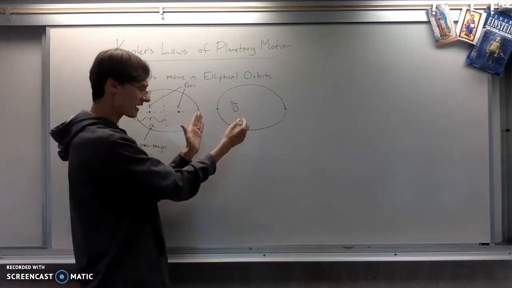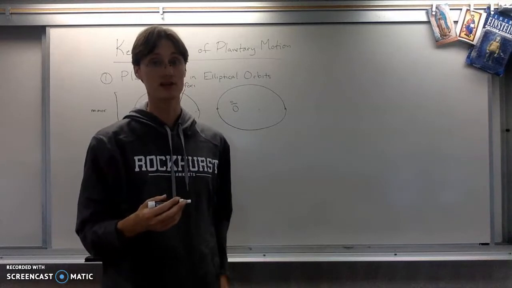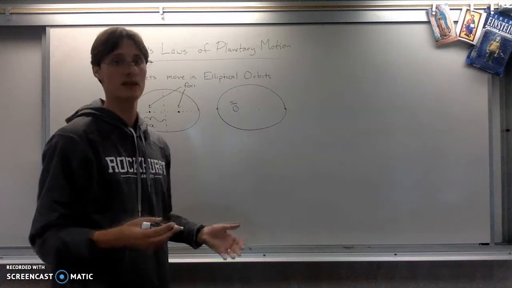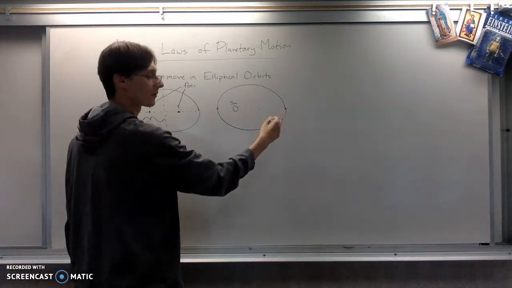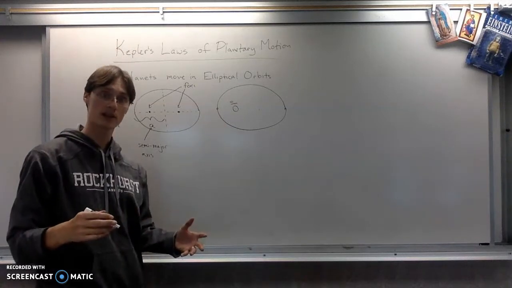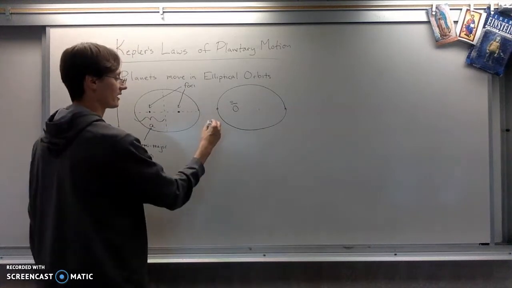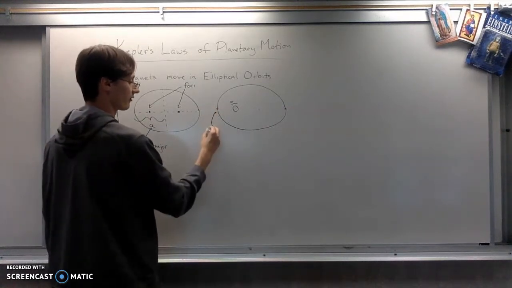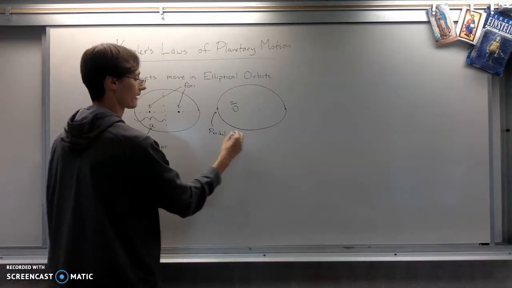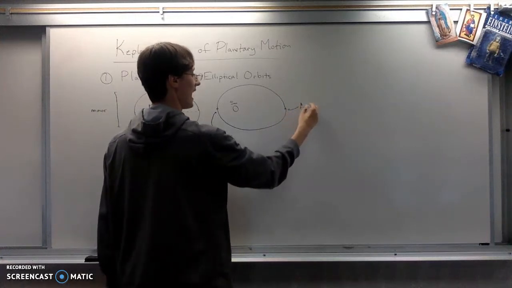Now, next thing is the sun is always at one focus of the ellipse. The other one is nowhere special. So as the planet goes around the sun, there's going to be one point where it is closest to the sun and another point where it is furthest away from the sun. Where it is closest is referred to as perihelion. And over here where it's furthest away is referred to as aphelion.